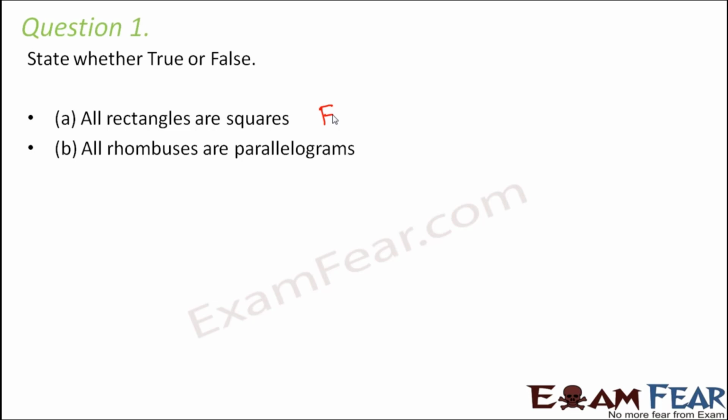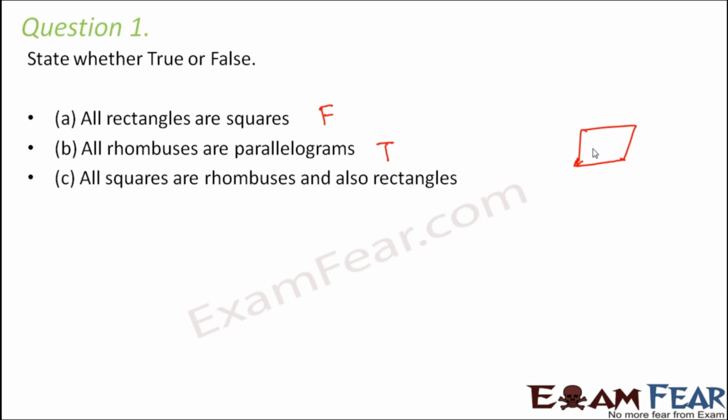All rhombuses are parallelograms. Yes, of course, because a rhombus has all the properties that a parallelogram has. In fact, a rhombus has a few special properties, but it satisfies all the properties of a parallelogram. For example, a parallelogram wants the opposite sides to be equal and parallel. That's true for a rhombus. It is just that in a rhombus, not only the opposite sides are equal, all sides are equal. That is an additional thing, but it satisfies the properties of a parallelogram.